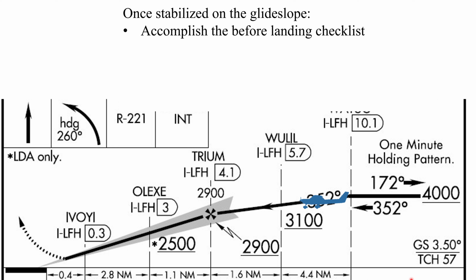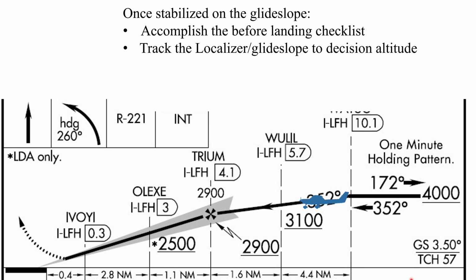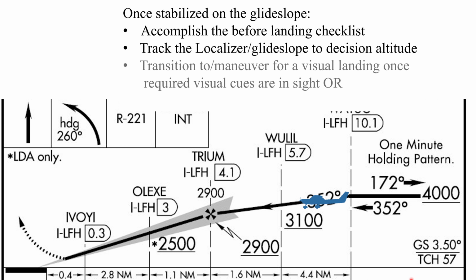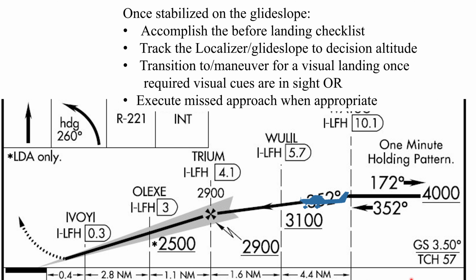At this point, we'll probably get handed off to the tower. We'll track the localizer and the glide slope to the decision altitude, just like we did with an ILS. And then we will transition to and maneuver for a visual landing once the required visual cues are in sight. So once those approach lights are in sight, we'll make that turn and align with the runway, or we'll execute the missed approach if we get down to decision altitude and we don't have anything in sight, or whenever it's appropriate prior to that.